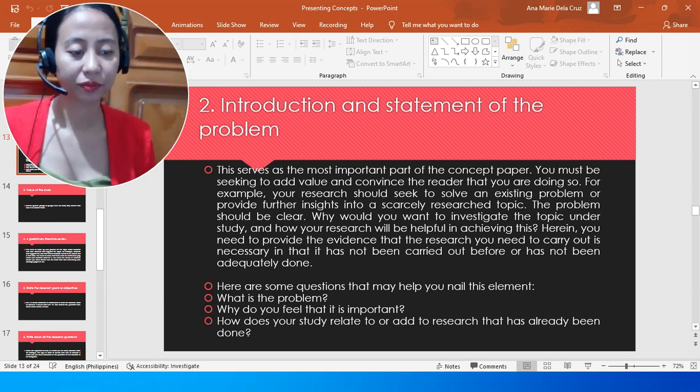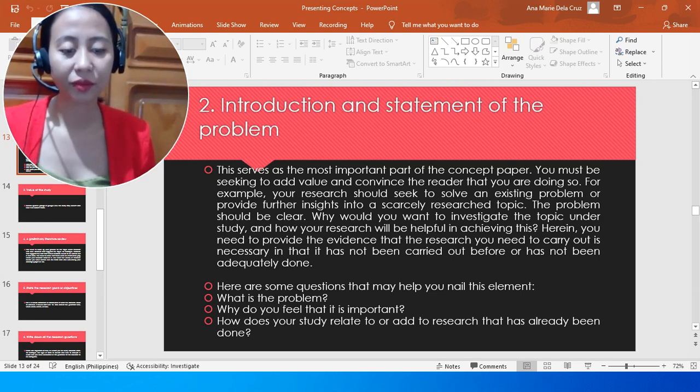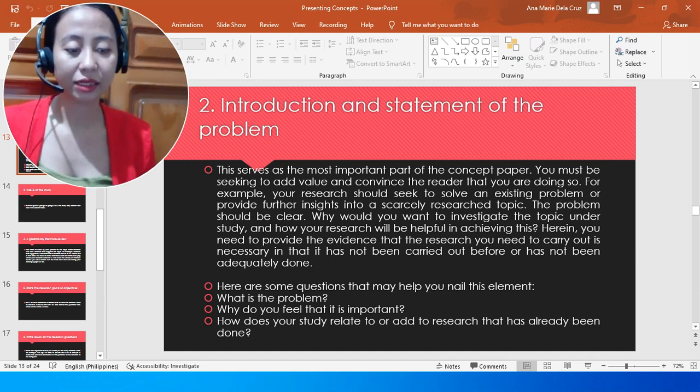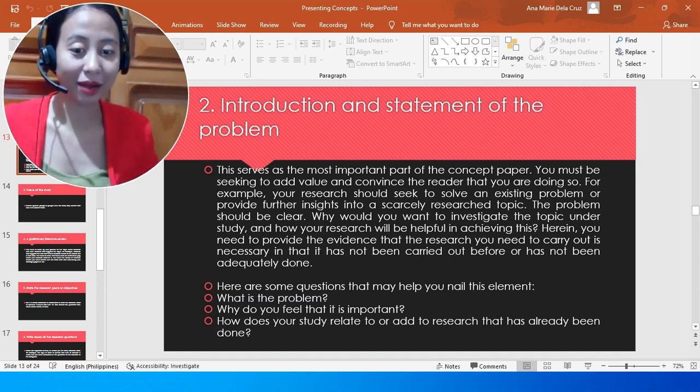Okay? Where herein, you need to provide the evidence that the research you need to carry out is necessary in that it has not been carried out before and has not been adequately done. Okay? Make sure na hindi pa nasasagot yon ng mga readers mo. Make sure na yung study mo hindi pa napapatunayan ng iba.